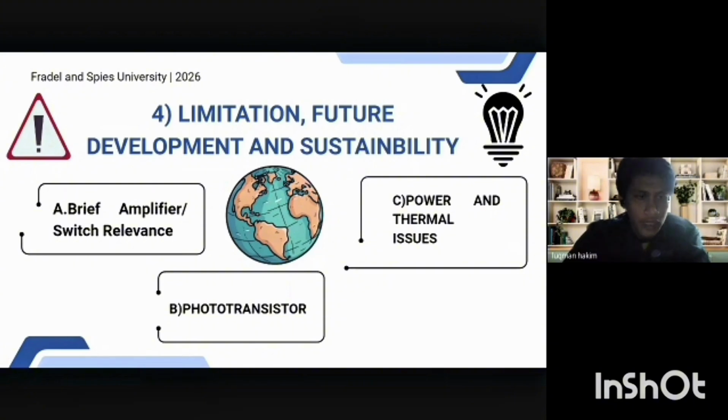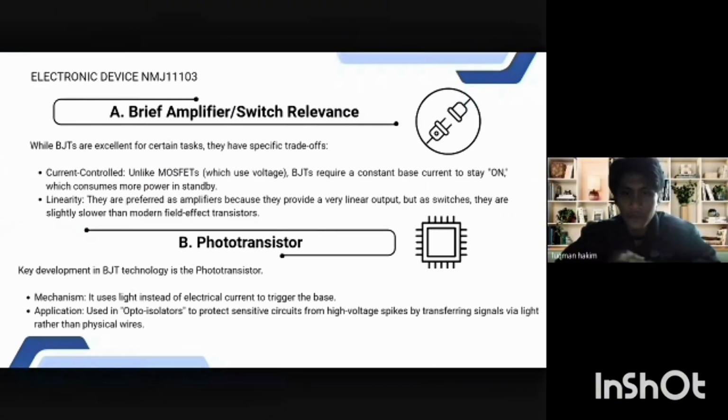Okay, so there are three things that I will discuss: the brief amplifier or switch relevance, number two is the phototransistor, and last but not least is power and thermal issues. Next. Okay, so number one, the brief amplifier or switch relevance.